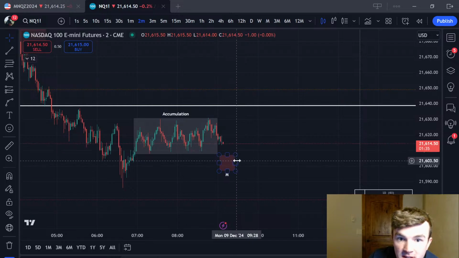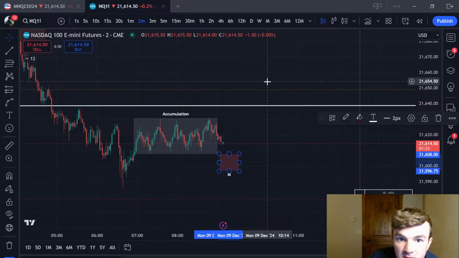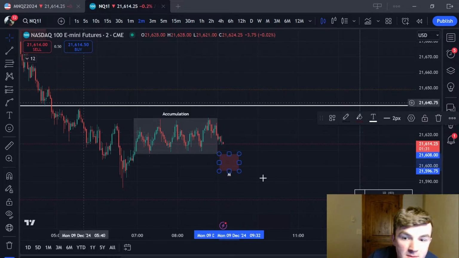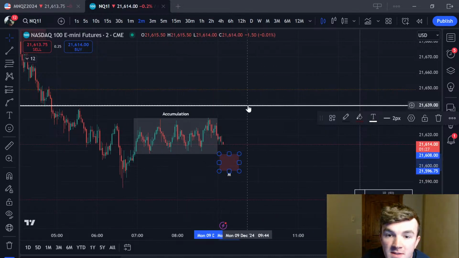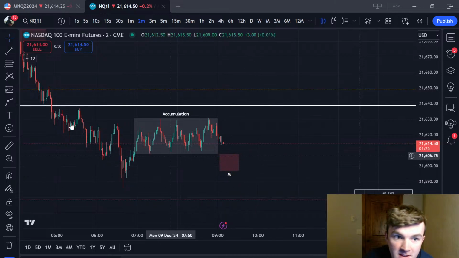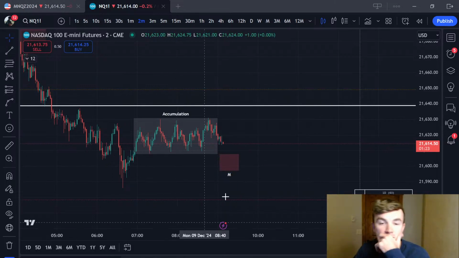It's possible we see something like this to go distribute up here. So manipulation, distribution, and then maybe when we get up to here, this will reverse down to the downside. It's a possibility.